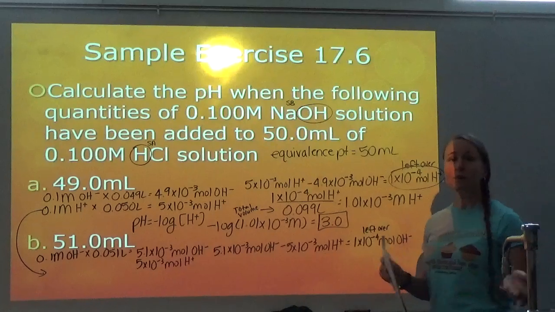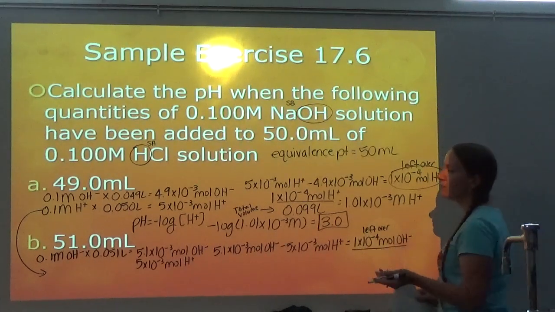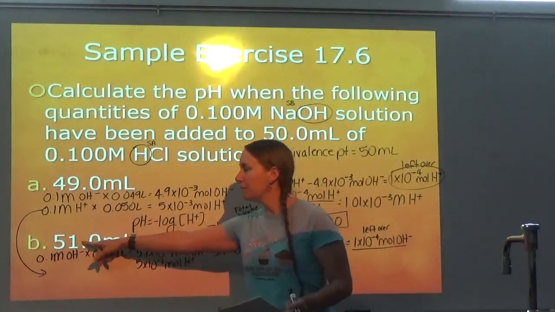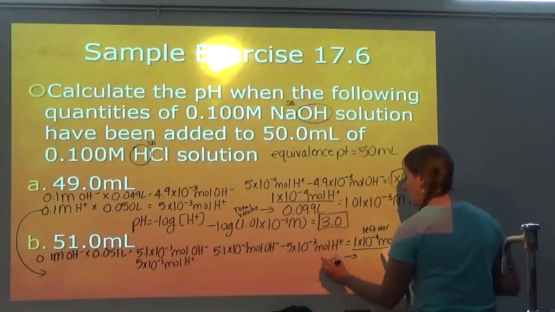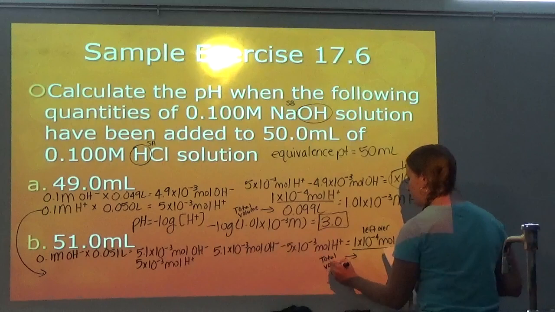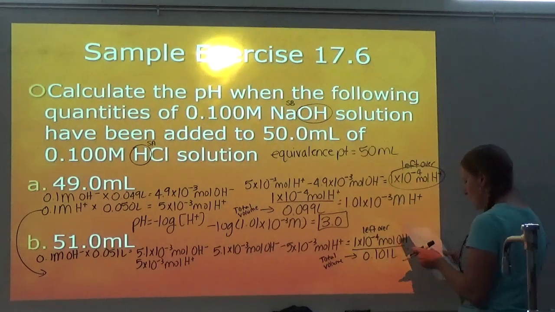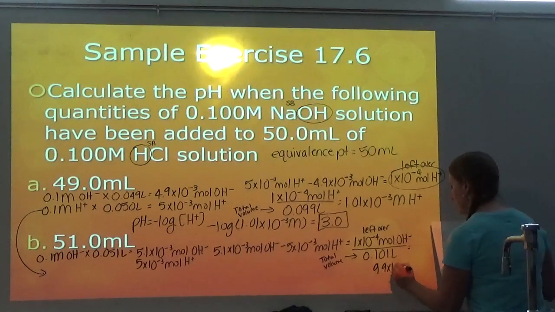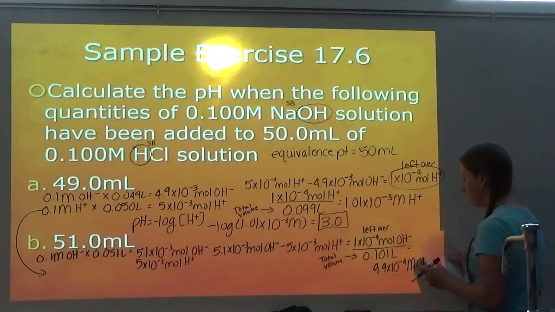Okay, but remember, to get pH, I need concentration. This is just moles. So I divide again by the total volume. Okay, so I have 50 and 51. So I divide by total volume of 0.101 liters, and I end up getting 9.9 times 10 to the negative 4 molarity of OH minus.